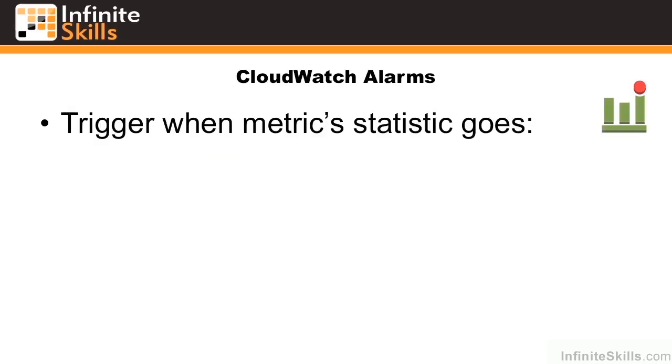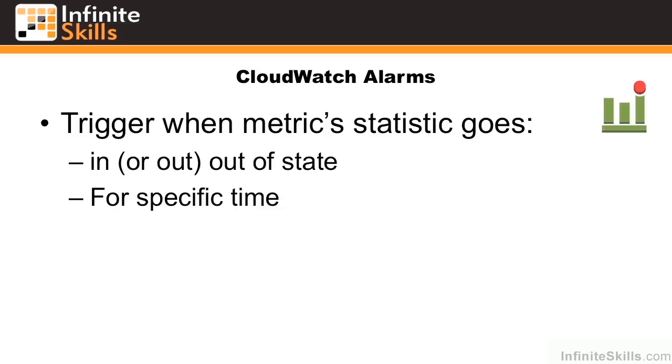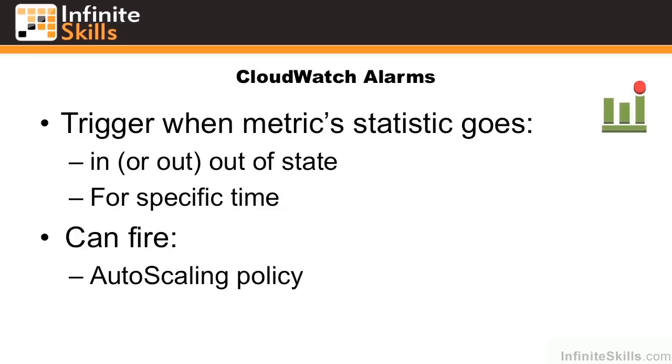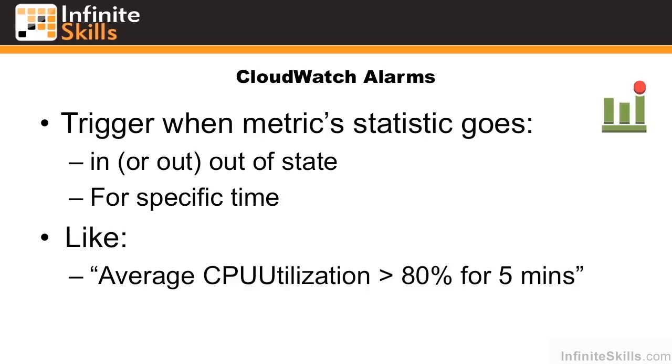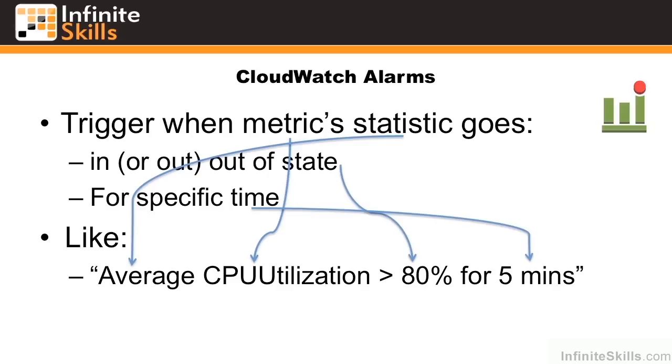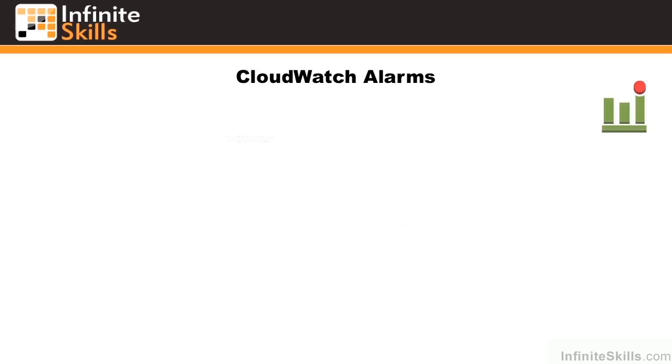CloudWatch alarms can trigger when a metric statistic either goes in or out of its threshold for a specific time. They can fire an AutoScaling policy or an SNS notification, or both. For example, if we have average CPU utilization at 80% for 5 minutes, and we want to fire an alarm on that, the metric that we're looking at is CPU utilization. The statistic is the average rather than the sum. The threshold is 80%, and the specific time is 5 minutes.